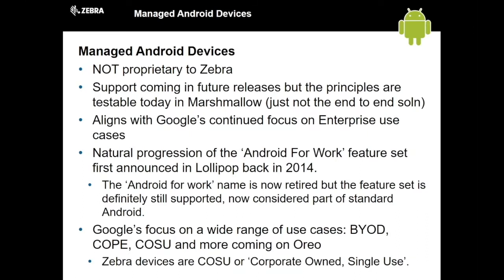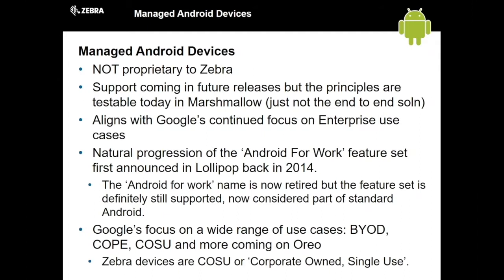Managed Android devices, like I say, not proprietary to Google. You will see support coming in future updates to our devices. I'm not at liberty, well, I don't really know myself exactly when messaging will go out or what Zebra will officially announce, etc. But support is coming. Managed devices in general align with Google's continued focus on enterprise use cases. So what we saw back in the day, when we first started releasing Android devices, like Gingerbread and Jelly Bean, Android was really a consumer platform, and we as a company were taking a risk at the time, believe it or not, in going with Android.